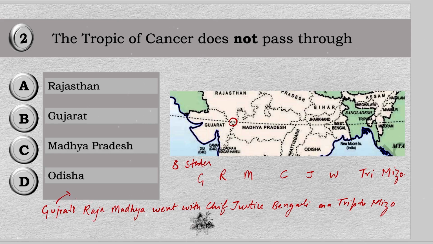From Gujarat we have to remember Gujarat, Raja we have to remember Rajasthan, Madhya we have to remember Madhya Pradesh, went with is additional, Chief we have to remember Chhattisgarh, Justice we have to remember Jharkhand, Bengali we can remember West Bengal, from trip we can remember Tripura, and from Mizoram we have to remember Mizoram. So this is the trick to remember Tropic of Cancer.